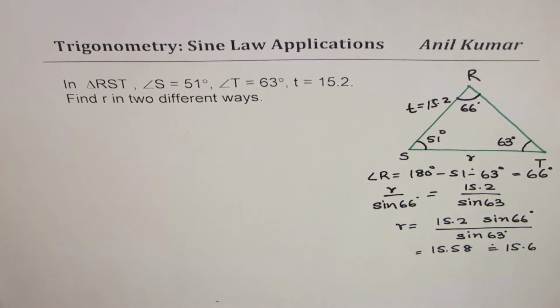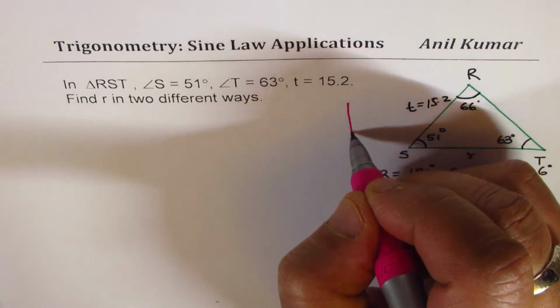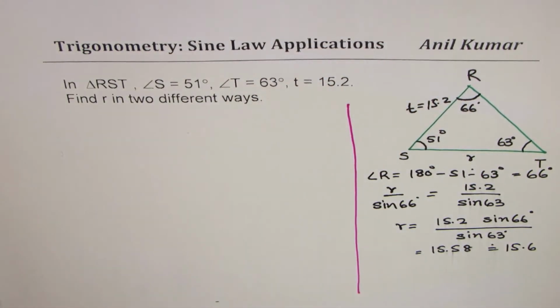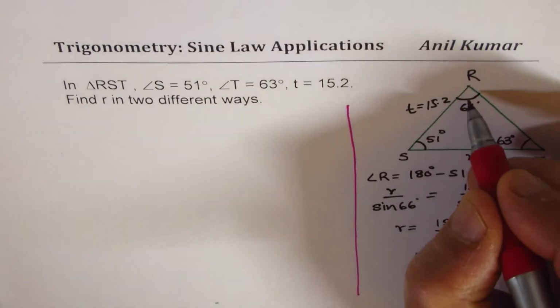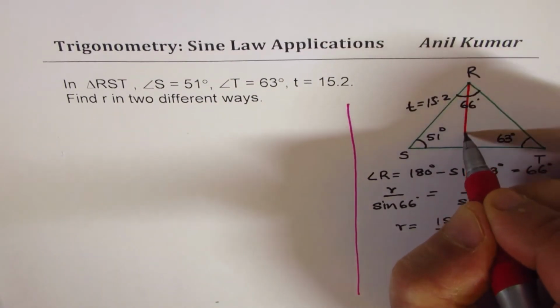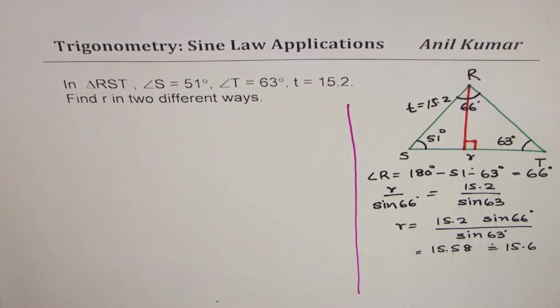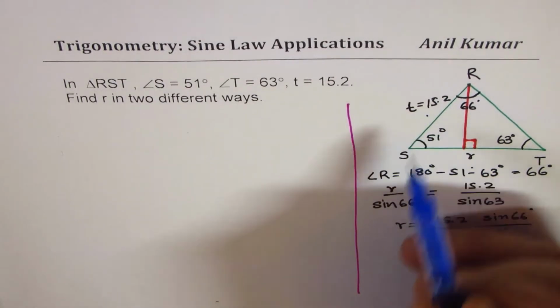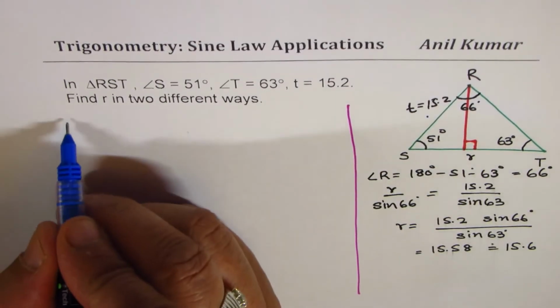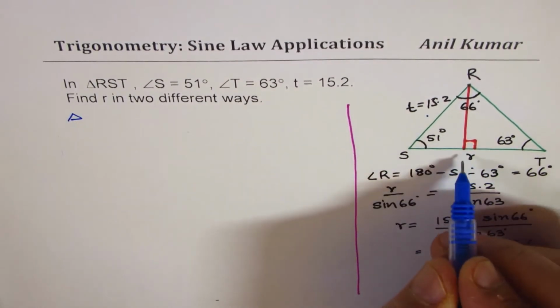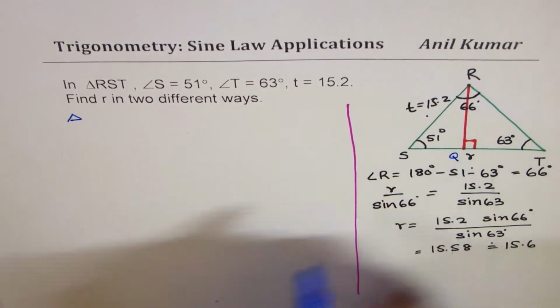Now that is one way of doing it. We applied sine law and solved the triangle. How else can you do it? Well, what we can do here is draw a perpendicular from R to the opposite side. So if that is perpendicular, we know one of the sides, right? Using the triangle, let us say this perpendicular is at point Q.